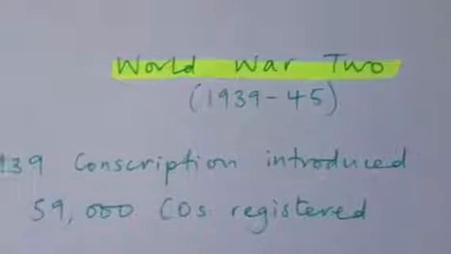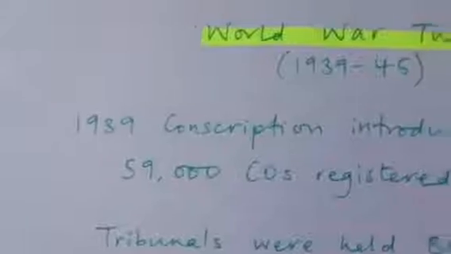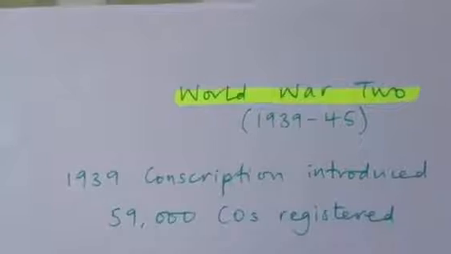World War II, we see a slight difference. There's a slight difference in treatment, 1939 to 1945, in case you didn't know. In 1939, the government enacts or brings in conscription. This time it's under the National Service Act of 1939. And around 59,000 conchies register.